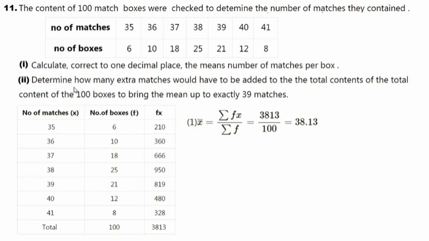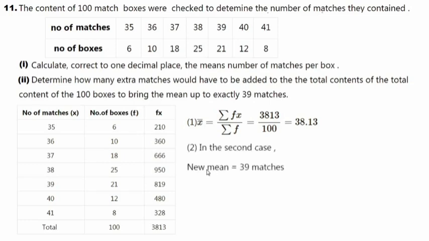Next it says, determine how many extra matches would have to be added to the total contents of the 100 boxes to bring the mean exactly to 39 matches. That means you want to make the mean 39. Here the mean is 38, right? So you want to make the mean 39. For that you need to add some extra matches to the total contents, isn't it?